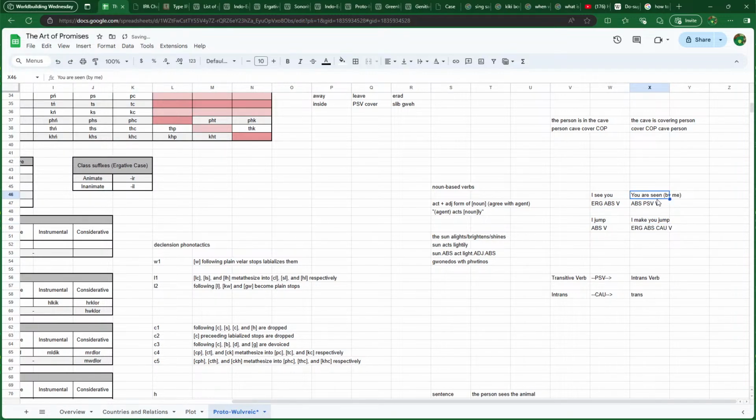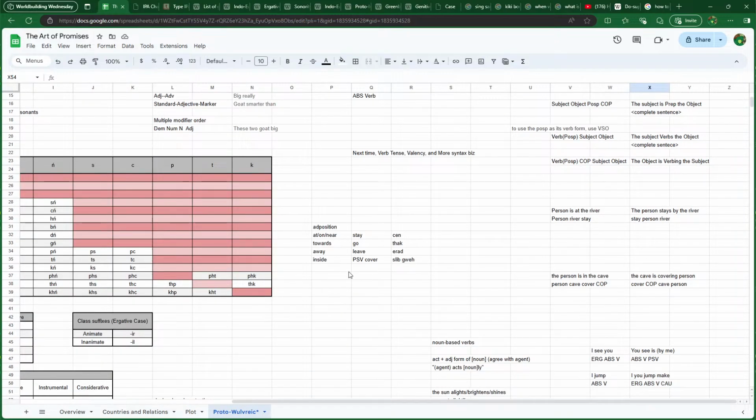Only difference is that in our syntax, the passive comes after the verb, and so does the causative. So I jump, right? That's grammatical. But this would actually be I, you, jump, make. Or you, see, is. Basically. So that's how we work around that.